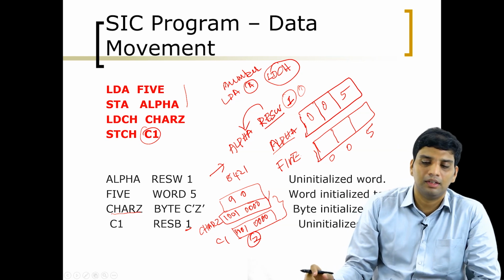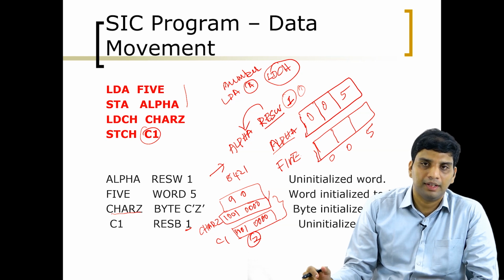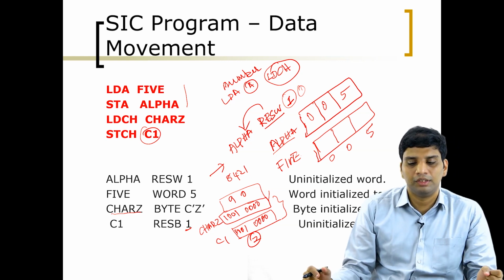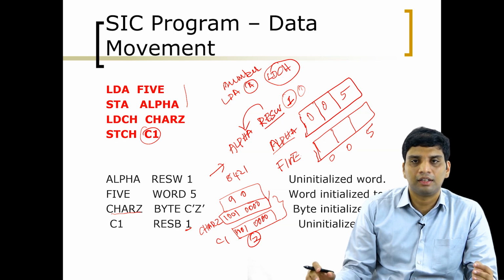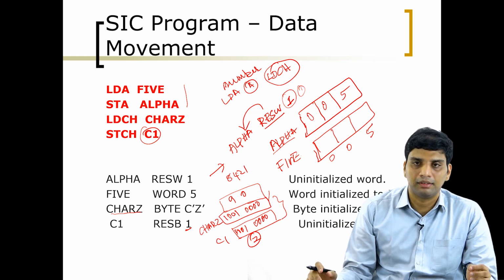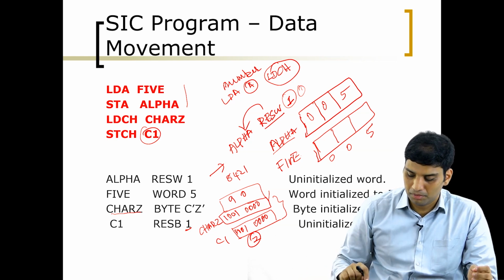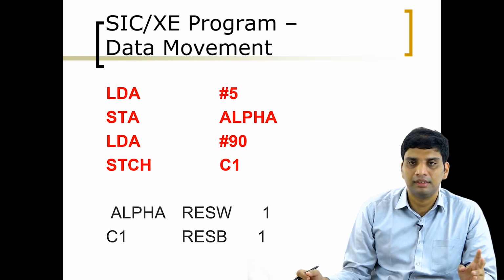So this is how a data movement operation takes place in SIC. We have seen you have to declare 2 things. First one was word, then reserve word, then byte, reserve byte. By means of using accumulator, we are transferring the values, and when you are transferring the value for a character, we are using LDCH, which is also an accumulator for moving the character. Next we are going to see how the same program is implemented in SIC-XC.